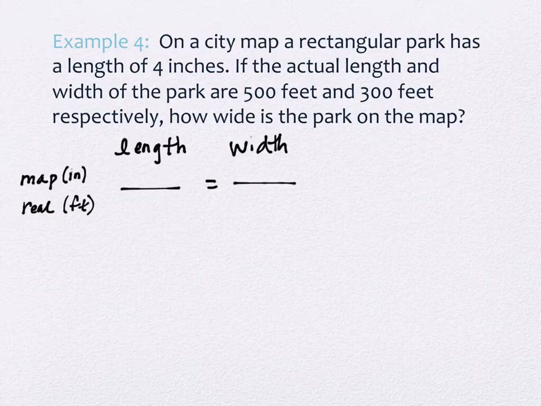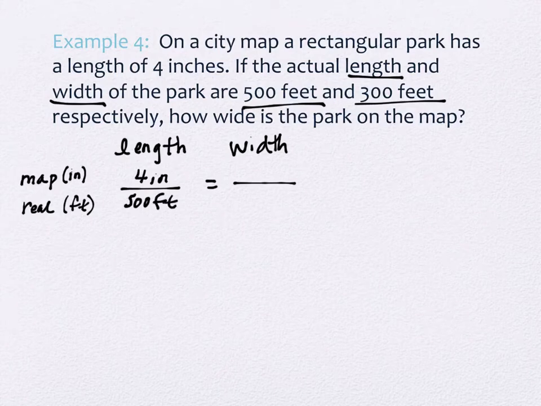So the first piece is the length on the map. What is the length of the park on the map? 4 inches. Underneath, what is the length of the park in real life? It's the 500 feet. If you aren't sure, there's a couple things. First, length is usually considered the longer of the 2 measurements when you have a length and the width. But also they did them in order, length and width, and then here's length and here's width. So the length is the 500 feet.